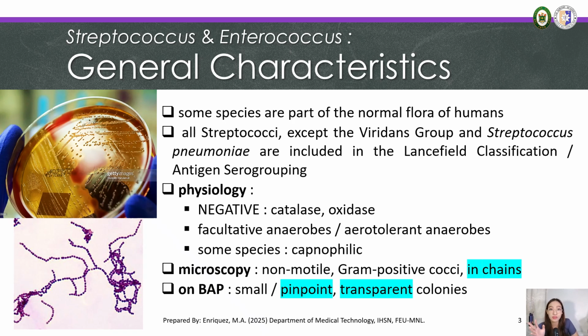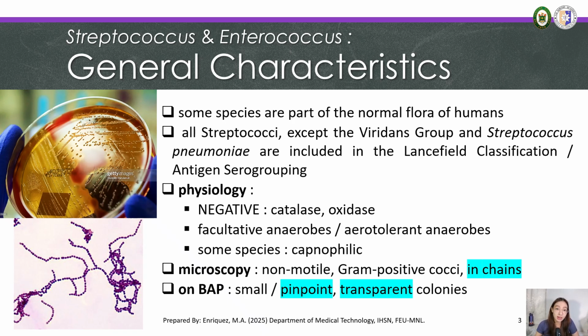So, just a quick review, what do we mean when we say facultative anaerobes? They are capable of growing with or without oxygen, di ba? Parang optional lang, okay lang kahit walang oxygen, di ba? They would still grow, but they grow better in the presence of oxygen. That's for facultative anaerobes. But when we say aerotolerant anaerobes, what does that mean?